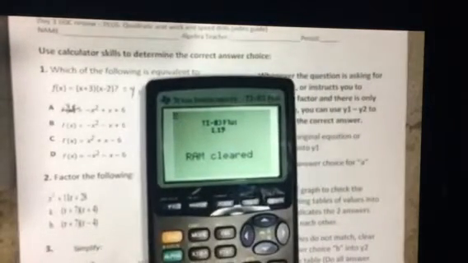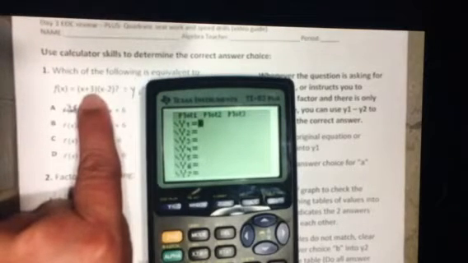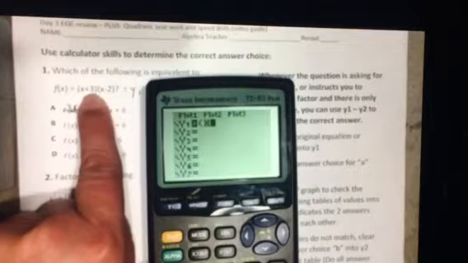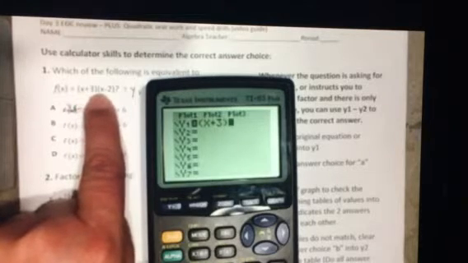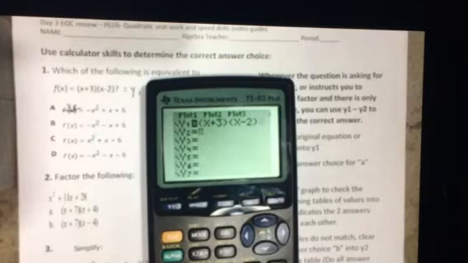My calculator is cleared. I'm going to go to y equals, and in y1, I'm going to put the equation they gave me, x plus 3, parentheses, x minus 2, close it. Now I'm going to go to my answer choices one at a time. I'm going to put a into y2: negative x raised to the second power, plus x plus 6. I'm looking for the tables to be the same.